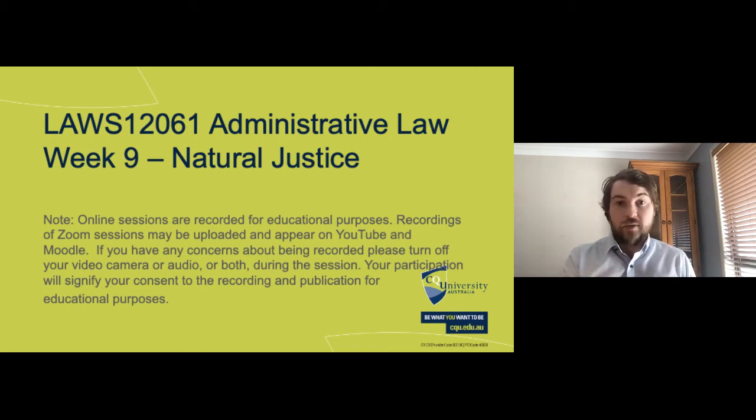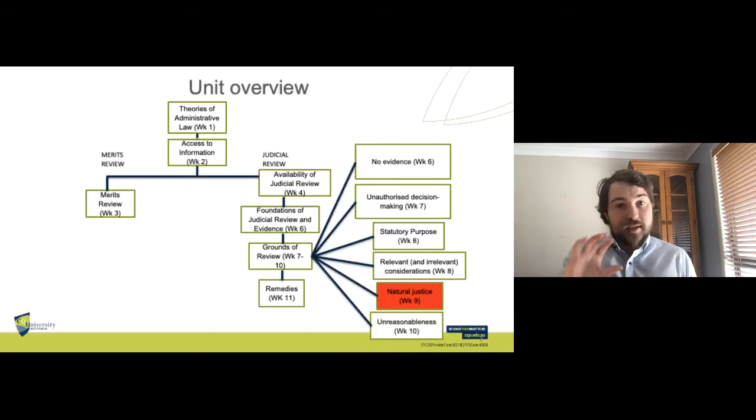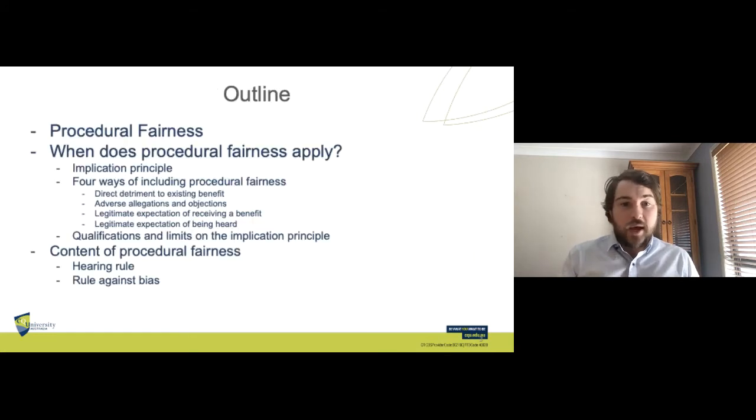This week we'll be looking at the ground of review of natural justice or procedural fairness. So this is another one of the grounds of review that we're looking at as an avenue for judicial review in this unit. And we'll start off by talking about procedural fairness.